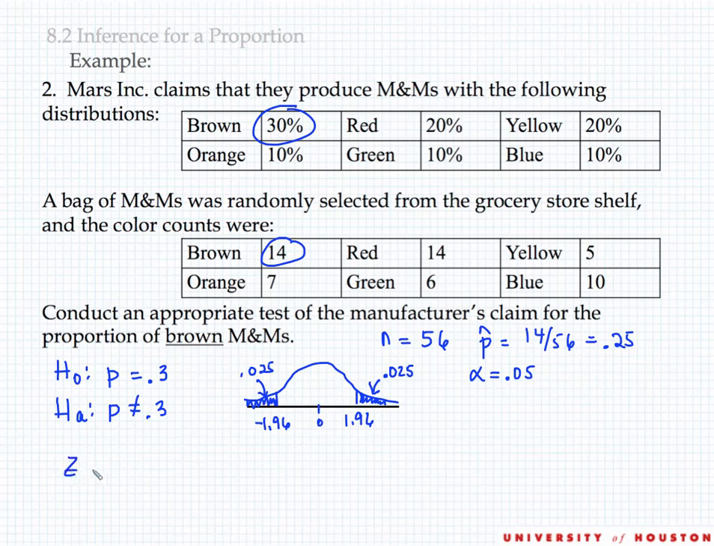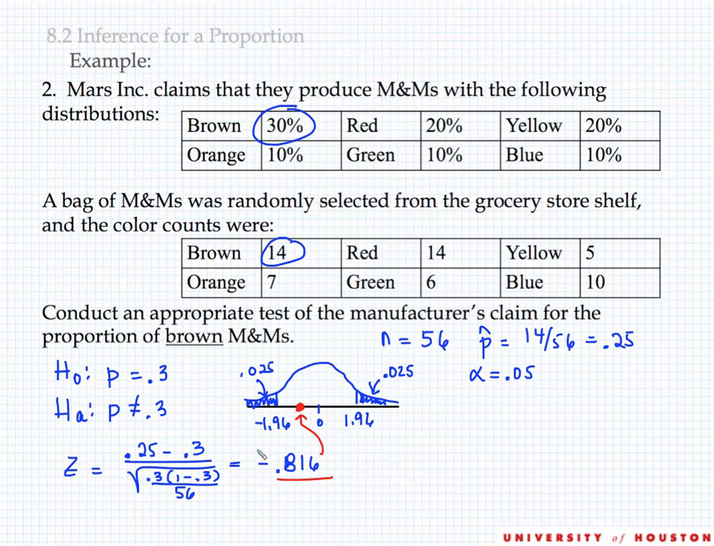Our test statistic is 0.25 minus 0.3 divided by the square root of 0.3 times 1 minus 0.3 divided by our n, which is 56. This comes out to be negative 0.816. When I graph this value on my rejection region, we can see that it does not fall in our shaded region, so we will be failing to reject.